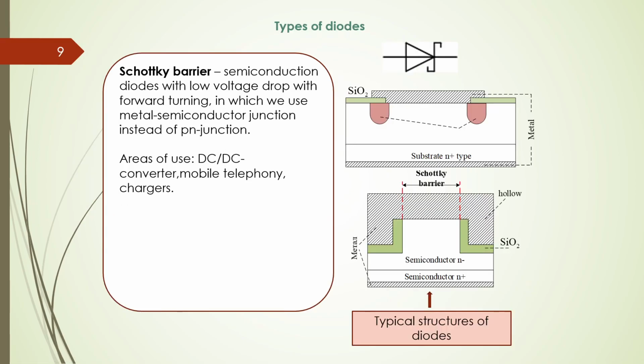Schottky barrier semiconductor diodes have a low voltage drop with forward turning, in which we use a metal-semiconductor junction instead of a p-n junction. Areas of use: DC to DC converters, mobile telephony, and chargers.